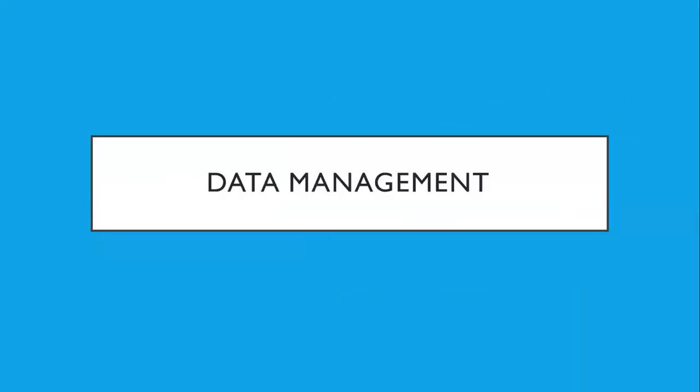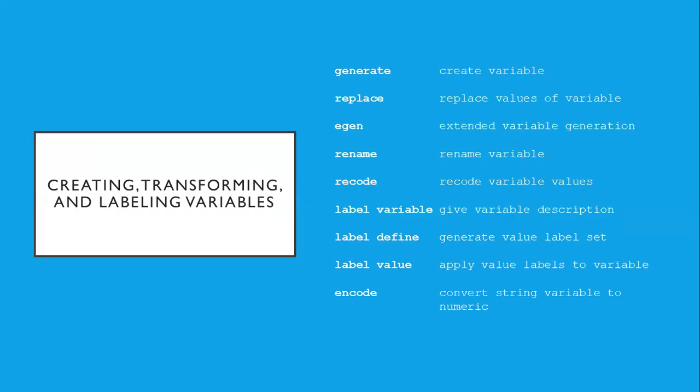So in terms of data management, one of the things we can look at is generate. Generate is used to create new variables. Then we can also replace, to replace values of a variable. Then we have the one we call egen, to extend variable generation.